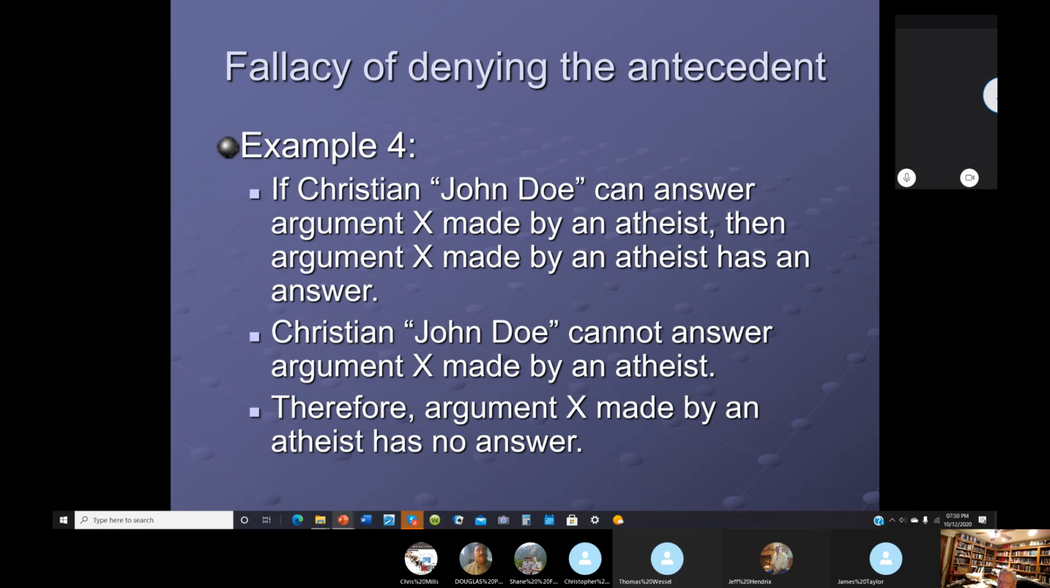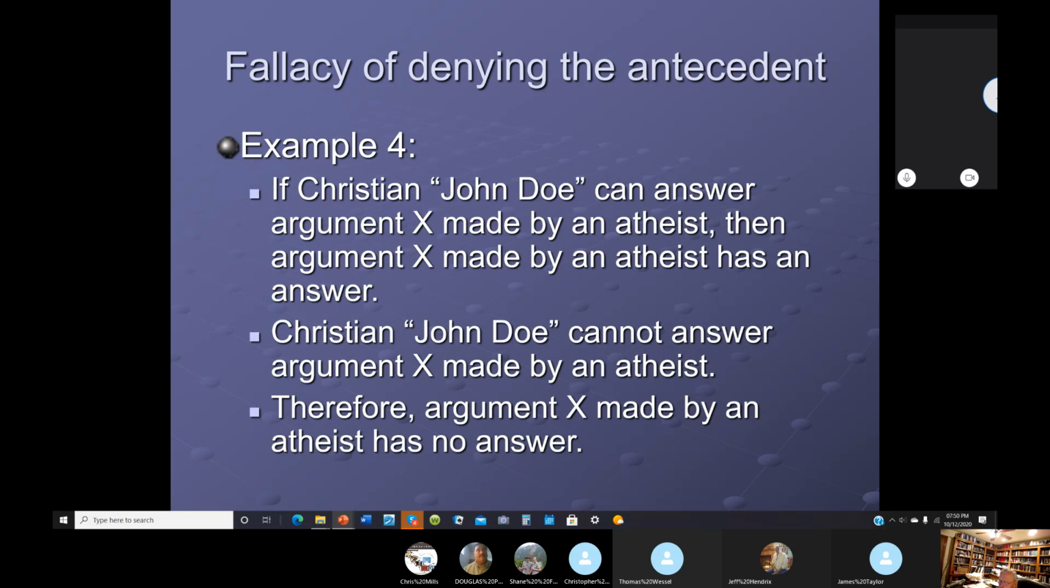If Christian John Doe, just a made-up name, can answer argument X made by an atheist, then the argument X made by the atheist has an answer. Well, that's certainly true. If I can answer an argument you make, then there's an answer to it because I gave one. But just the fact that I cannot answer argument X made by an atheist doesn't prove anything, except that I can't answer the argument. That's all it proves. So if we deny the antecedent here, we haven't proven that there's no answer to it. We've just proven that John Doe can't answer it, or at least he can't answer it at that point. He may think of an answer later.